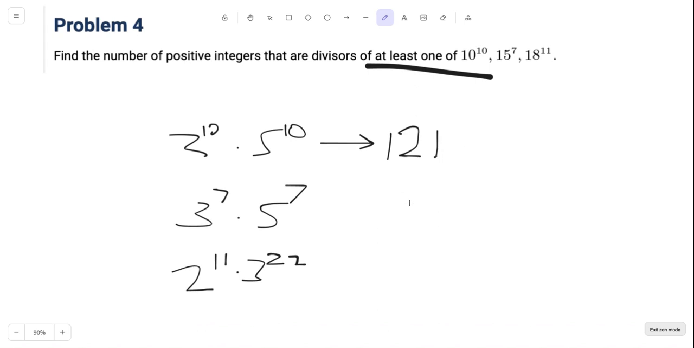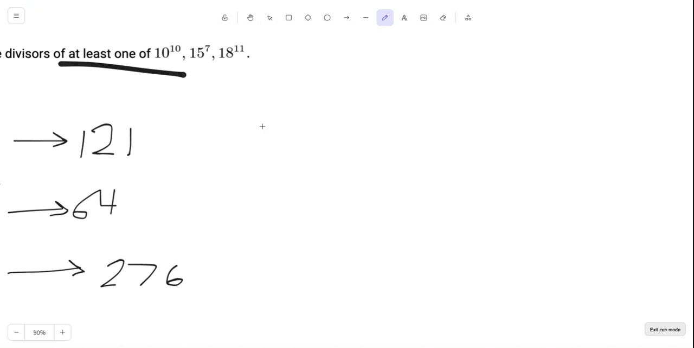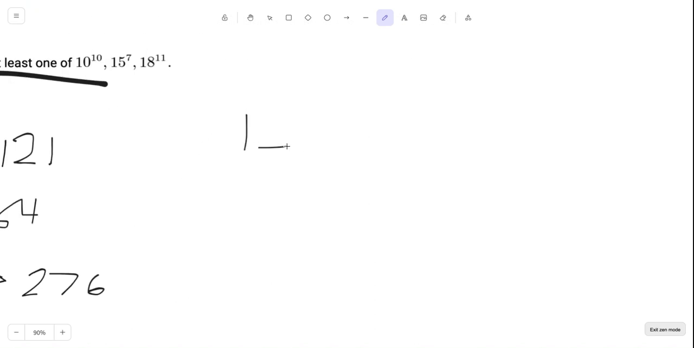And then similarly for this one, we have 8 times 8, which is 64. And for this one, we have 12 times 23, which is 276. Now, first of all, we're gonna add these to get each of the cases.